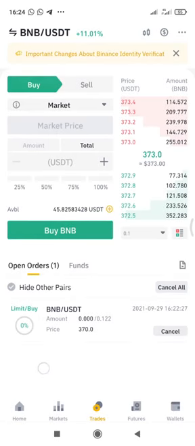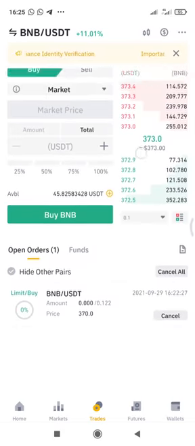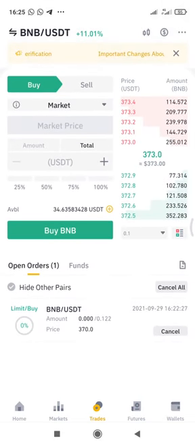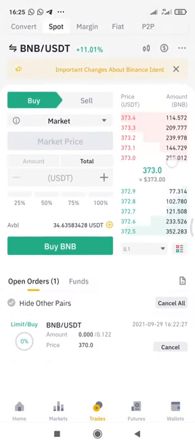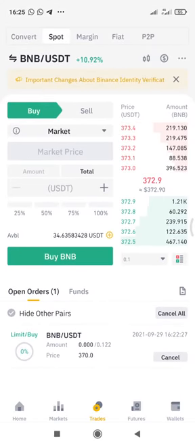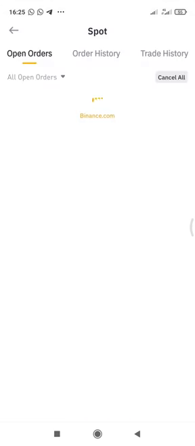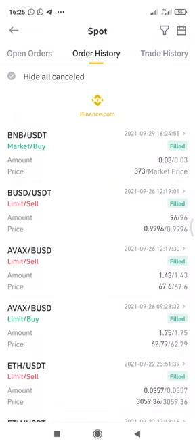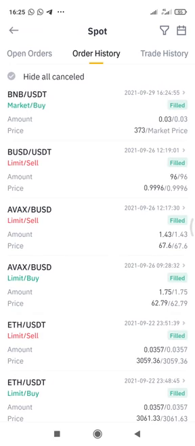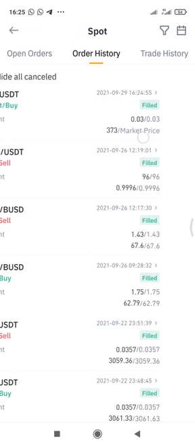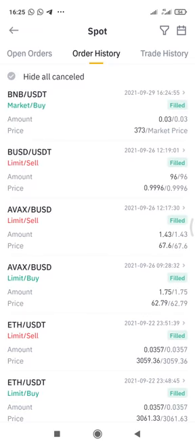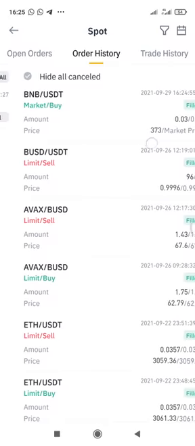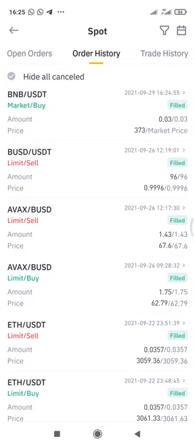Once I click it, it will buy immediately. You won't see it here because it has executed automatically. It just bought at the market price, at the price the market is. You can see the order here. Check order history. You will see it. Can you see it? BNB USDT. Filled. Market price at 373.